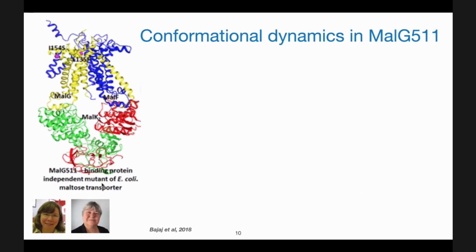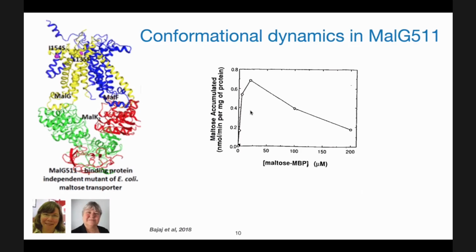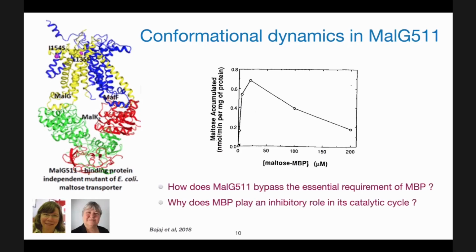And this specific transporter fetched my attention for the fact that it had high maltose transport activity, which was showing biphasic behavior with increasing concentration of MBP, and it did not require any MBP in general for the basic activity. So here were some questions: how does it bypass the essential requirement of MBP, and why does MBP play an inhibitory role in its catalytic cycle?